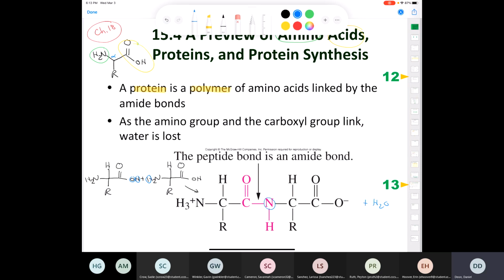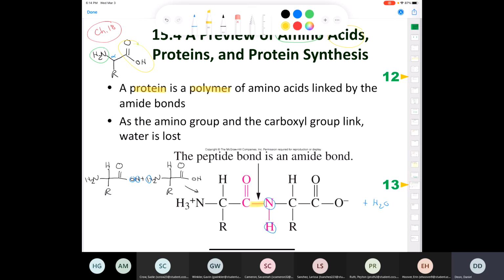You'd have the nitrogen with only one hydrogen. And there is your amide bond, which we also call a peptide bond. So a peptide bond and an amide bond are the exact same thing. So protein powder just contains nothing more than a lot of protein molecules in it. That's all it is, Sadie.